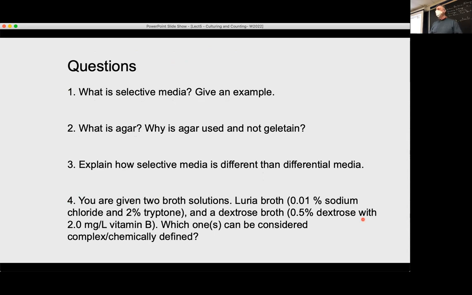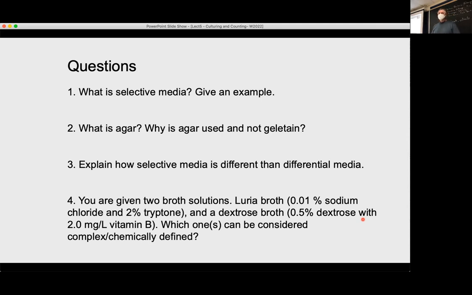Question number one, what is selective media? Tell me what selective media is. Media that inhibits the growth of certain things. So if you're looking for X, it inhibits everything other than X that you're looking for. Example. I gave one example. There's the one for rice, Bacillus cereus.